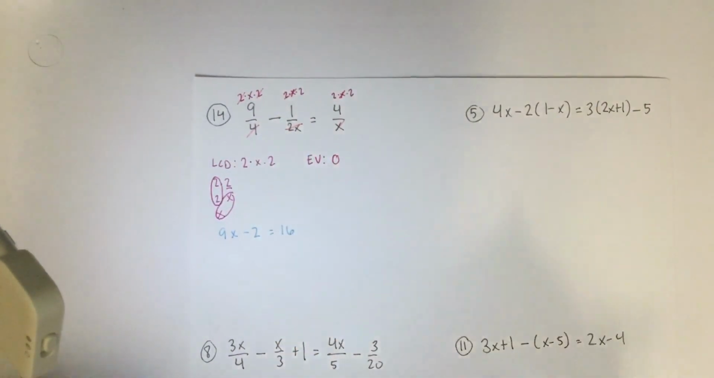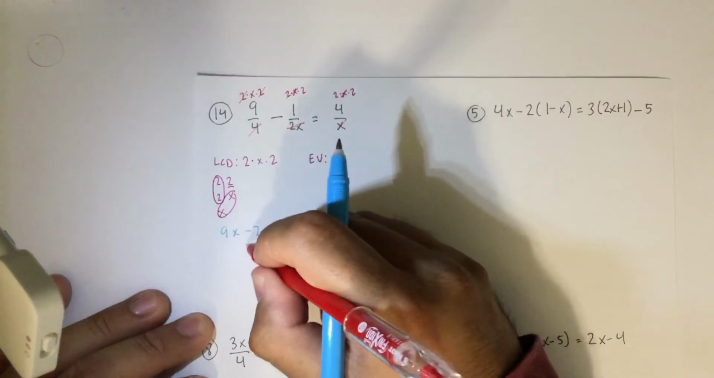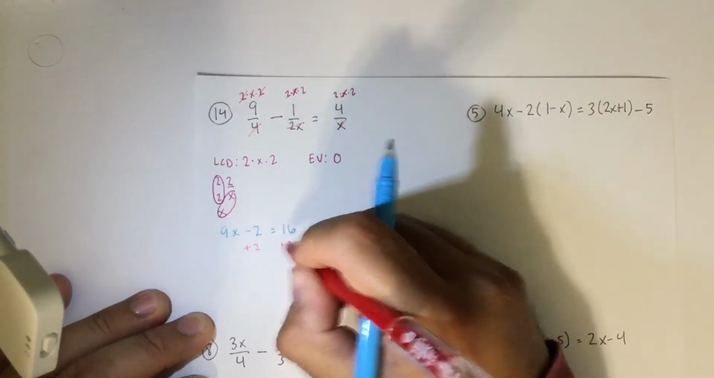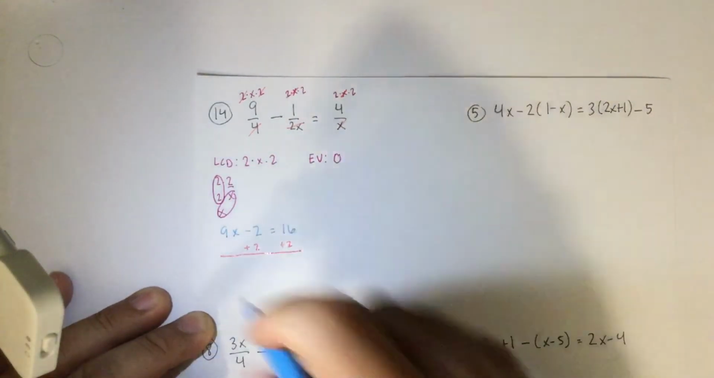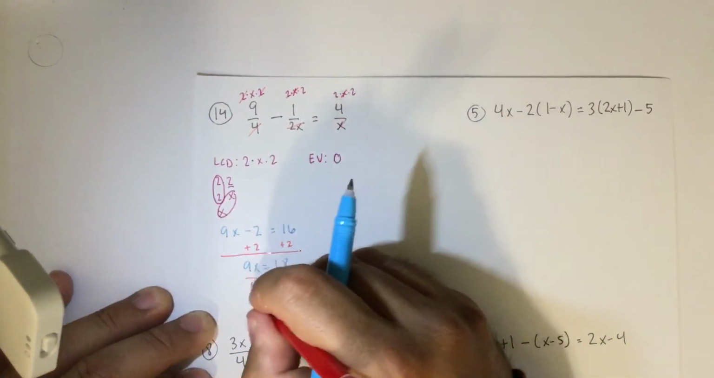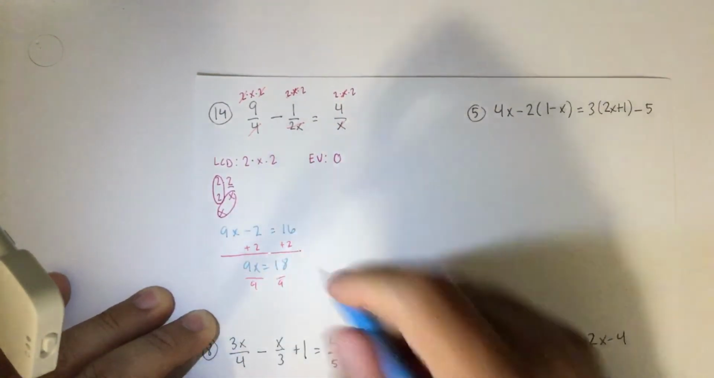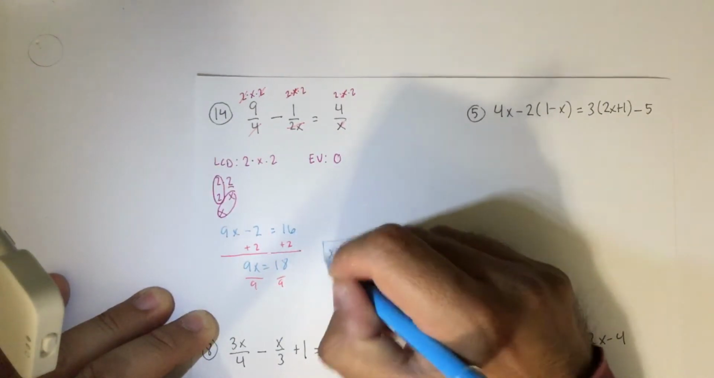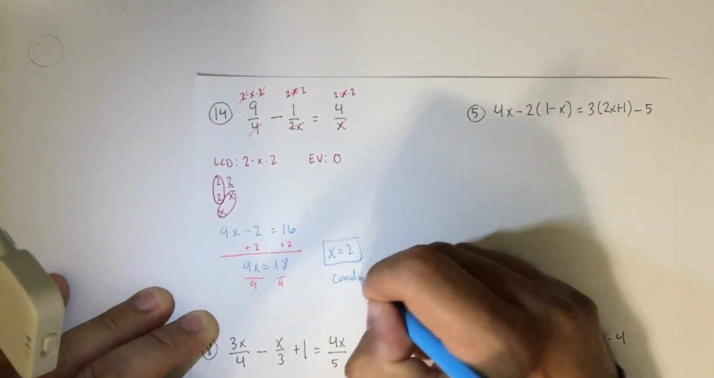And then from here, we're going to solve it. So my variable's already on the left, so I'm going to move my constant to the right by adding the 2. So we get 9x is equal to 18. Divide both sides by 9. X equals 2. Again, that's one solution, so it is conditional.